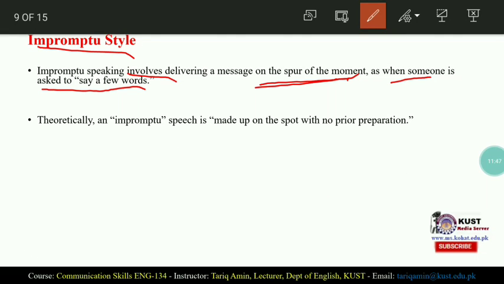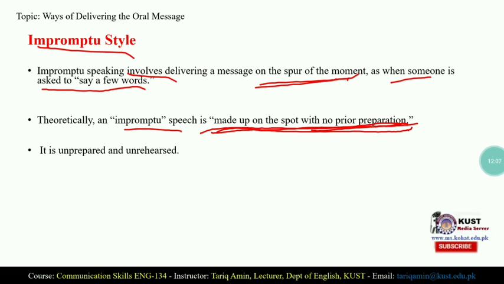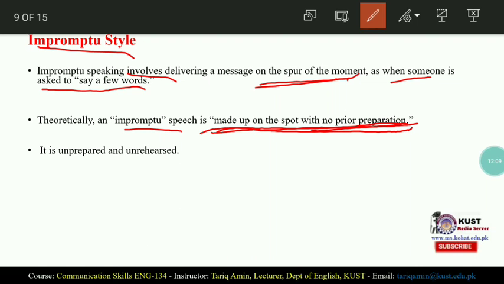Theoretically, an impromptu speech is made up on the spot with no prior preparation. You are not prepared for the presentation, but you deliver it on the spur of the moment. You don't have prior preparation. It is unprepared and unrehearsed. So there are chances that you will make mistakes.